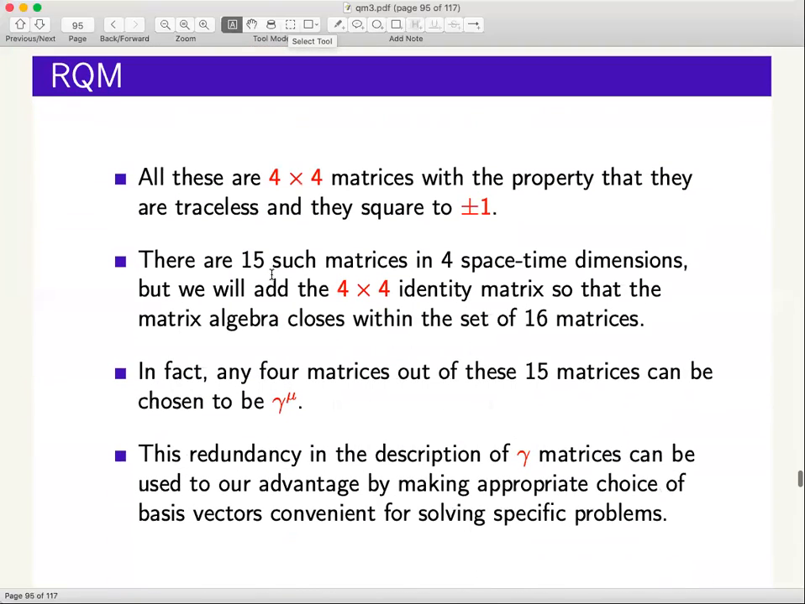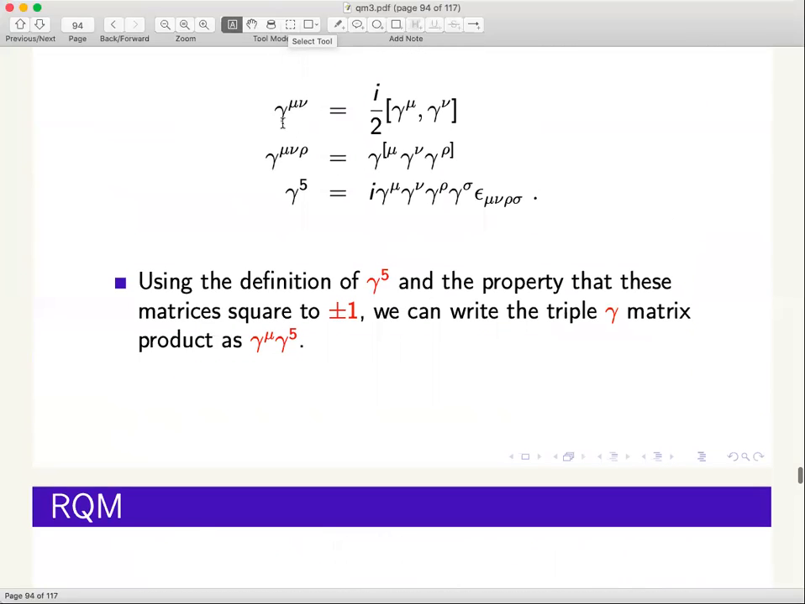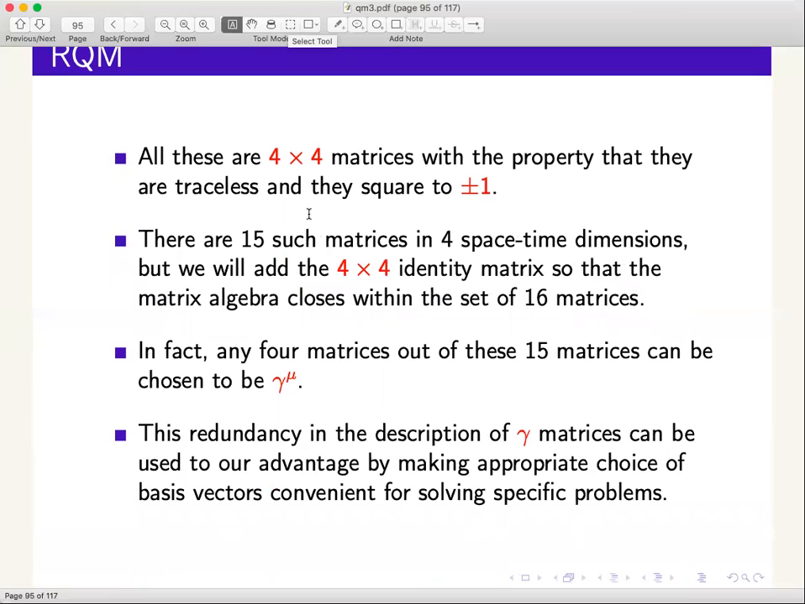As I said, out of these 15 matrices that we have written down, 4 are of pseudo vector type, 4 of vector type, 6 of antisymmetric tensor type, and 1 pseudo scalar. These 15 matrices can be written explicitly in terms of Pauli matrices and the identity matrix, and you can choose any particular basis for gamma mu, construct all these matrices explicitly, and check that they are all independent, first thing.